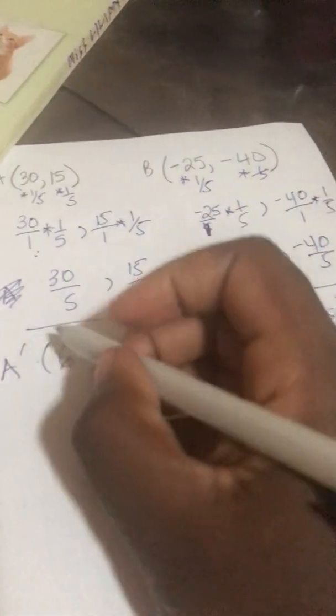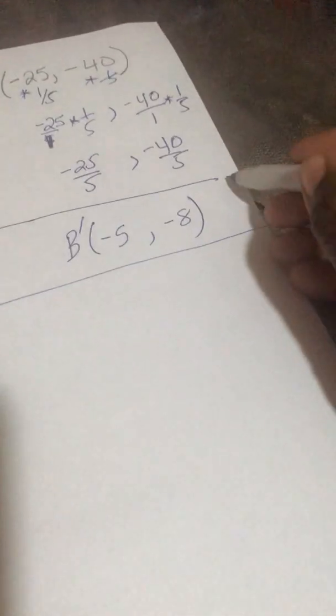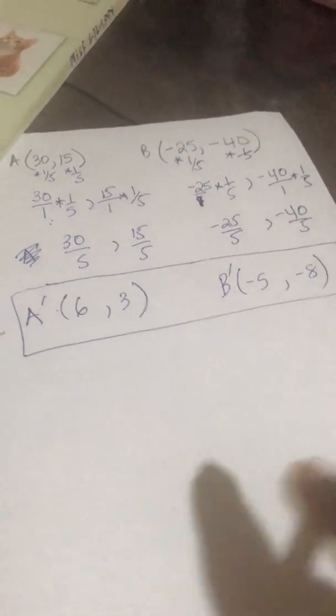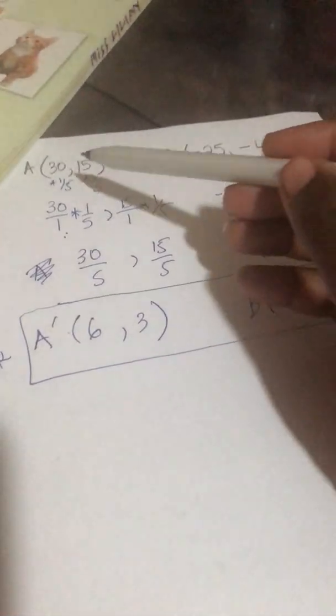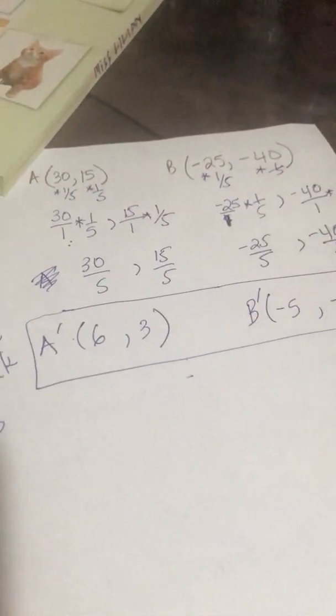This is B prime. And this is A prime. And this is your image. And this is your answer. Image when K is 1/5. Okay? So that's how you do it. You make sure you multiply each coordinate with the scale factor, and you get your answer.